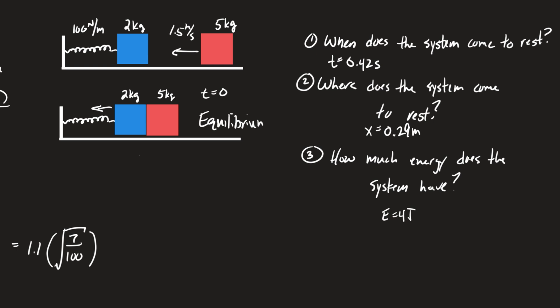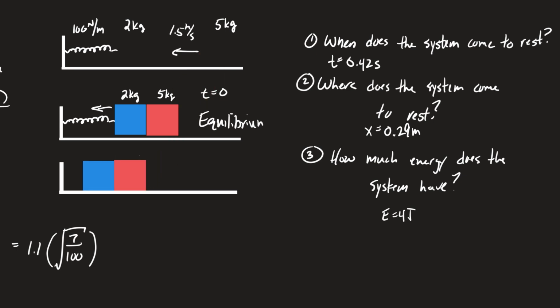So consider this moment here, where this box and this box have compressed the spring, but now the velocity of the system is 0. How much of an oscillation is that, going from equilibrium to maximum compression? Thank you. You're welcome.